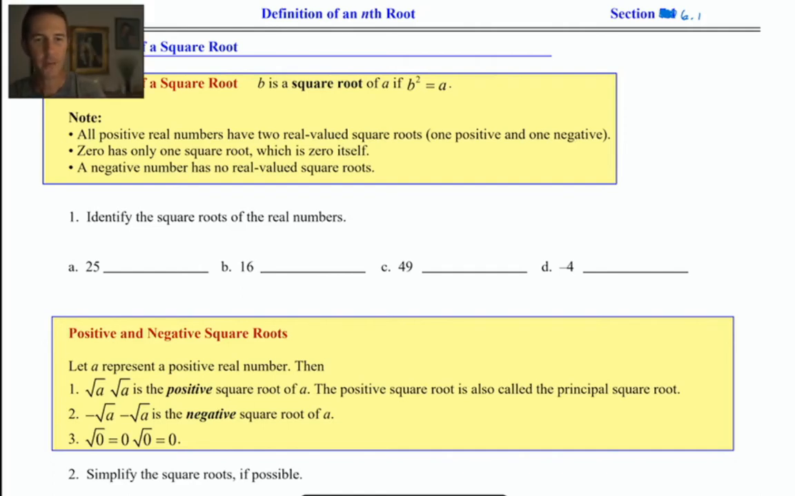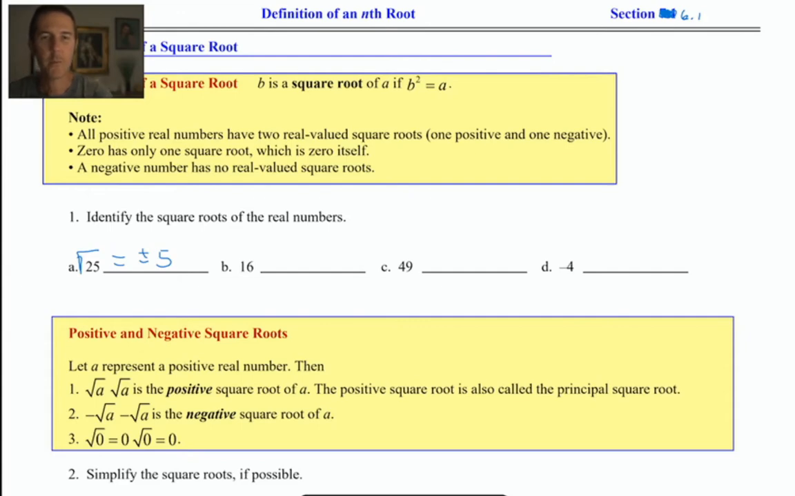We'd like to identify the square roots of the real numbers. So the first number we want to take the square root of is 25. But what I want you to try to remember is that the square root has two answers. One of them is positive and one of them is negative. So I would say that the answer for our first problem is, we could say that the square root of 25 is plus or minus 5.